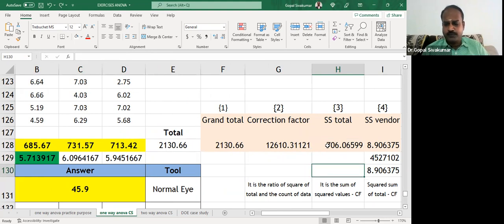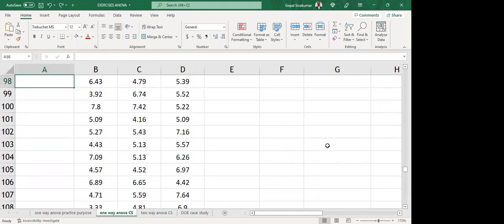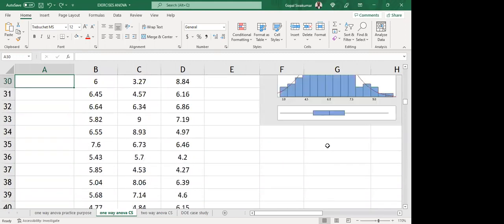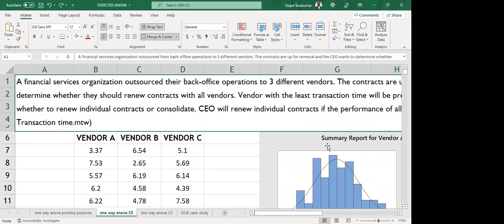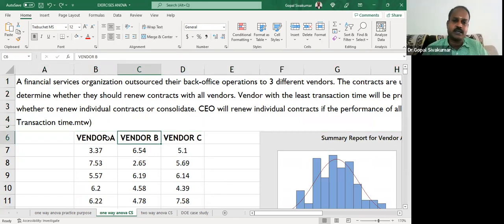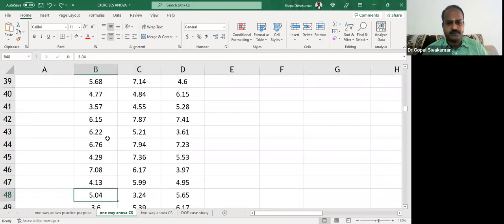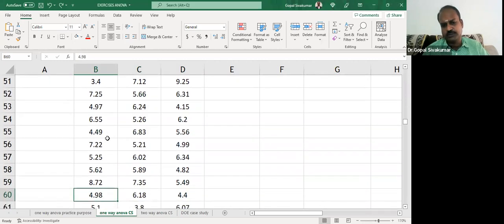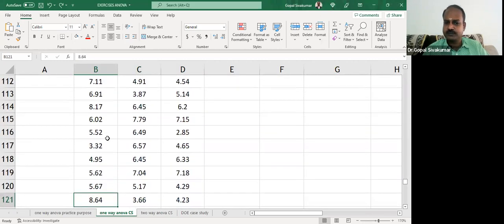So all of you, are you able to see my Excel sheet? Yes, sir. See here, the same problem. I have vendor A 120 data, vendor B 120 data, vendor C 120 data. I want you to total it. I'm sure all of you know how to total using Excel, right? Yes.